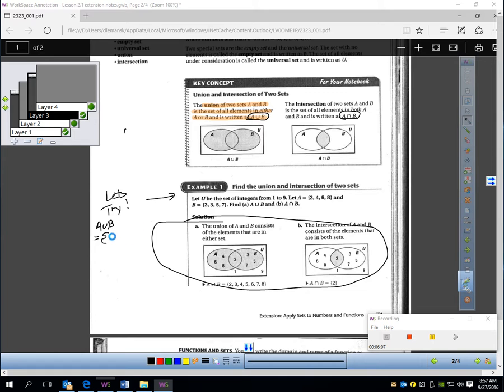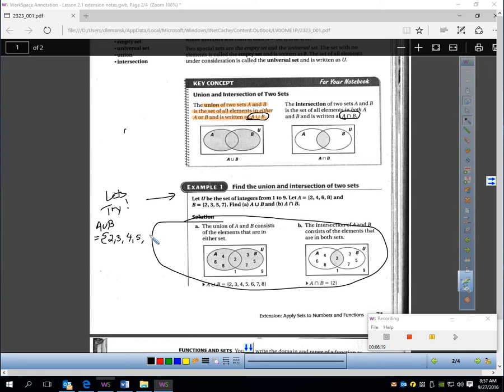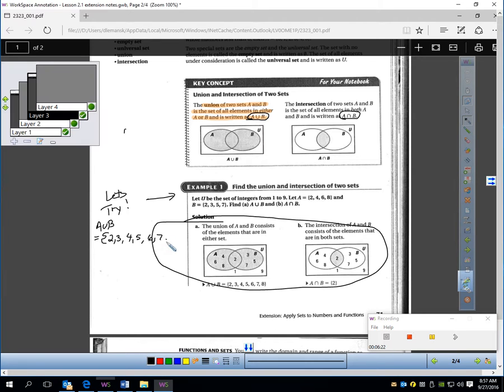So let me write those out. I'll put them in order. We have a 2, 3, 4, 5, 6, 7, and 8. That's the union of both sets. I took both sets and just combined them into one big set.